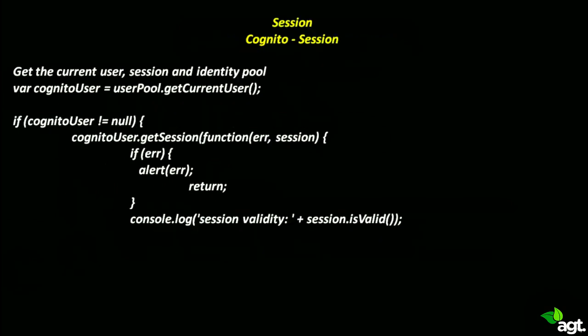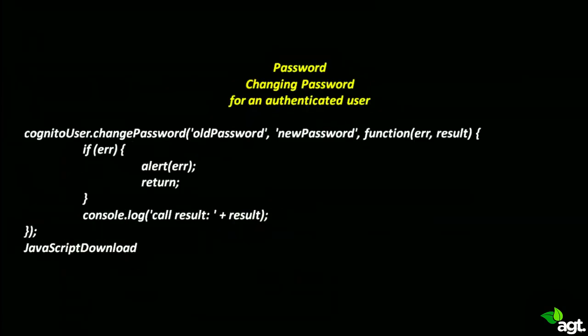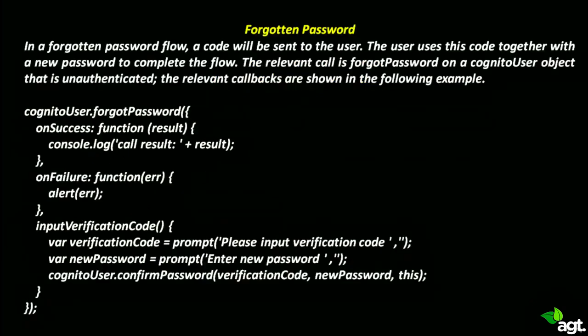And what about the session mode of the code? This covers how to get the current user and the session and identity pool. That process code has been mentioned here, and how to get a session for the current user and reference credentials, the code I have given here. Then the password, and how to change the password, the process of the code.